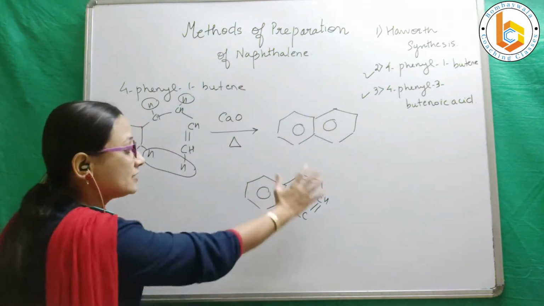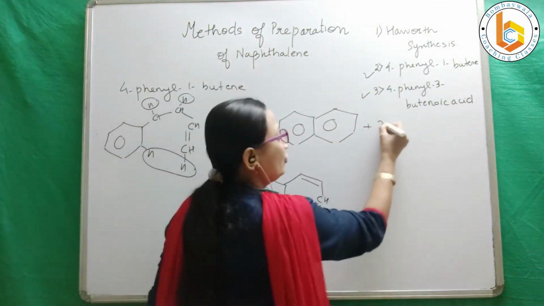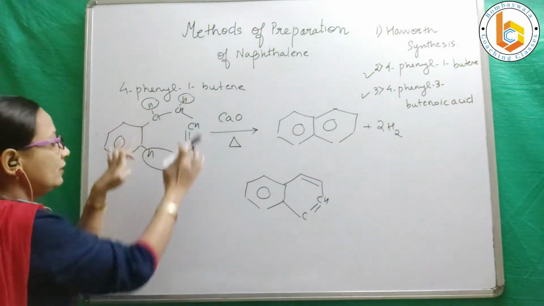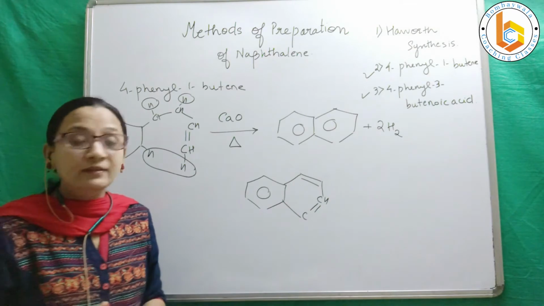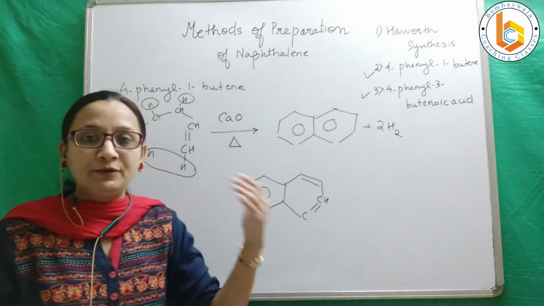This is for my understanding of how hydrogens are lost. There is loss of 2 molecules of hydrogen. One H2 is lost from here, the other H2 is lost from here. This is the second method, right? Haworth synthesis we have already seen in our previous video.